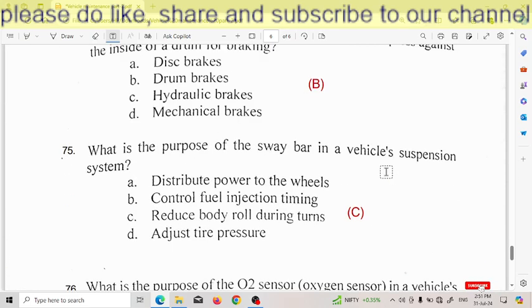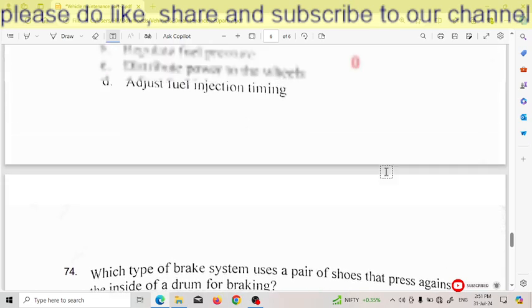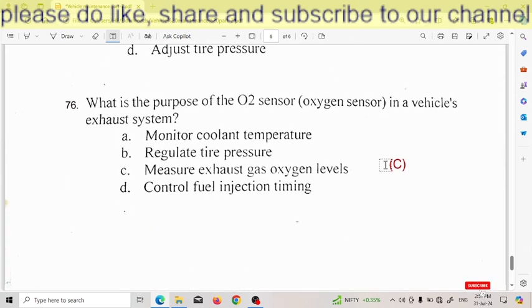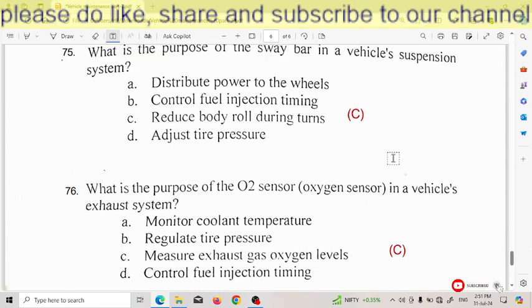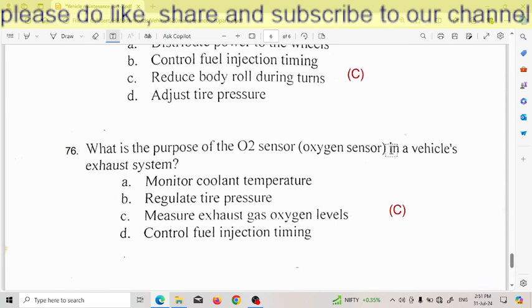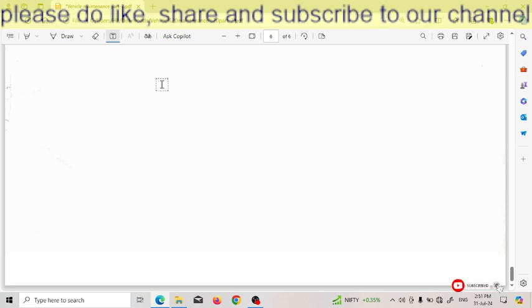So that's our chapter vehicle maintenance, and we have nearly solved 76 MCQs related to vehicle maintenance. Then in the next class, we will try to solve some MCQs related to the Motor Vehicle Act 1988.